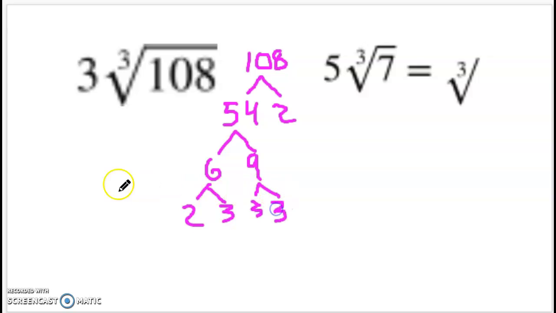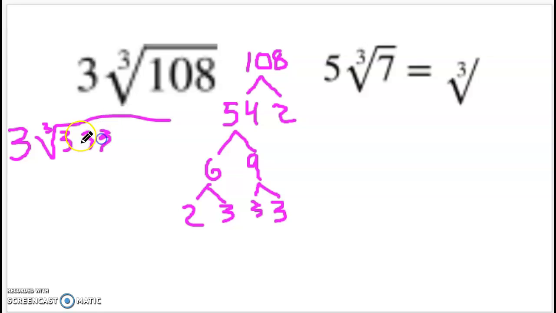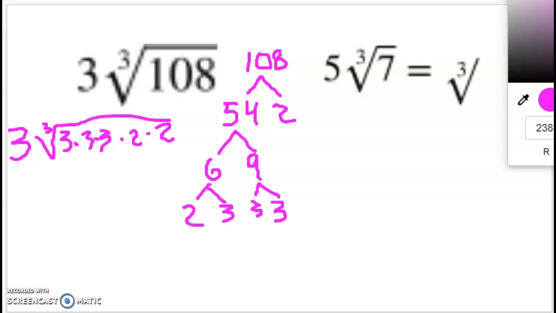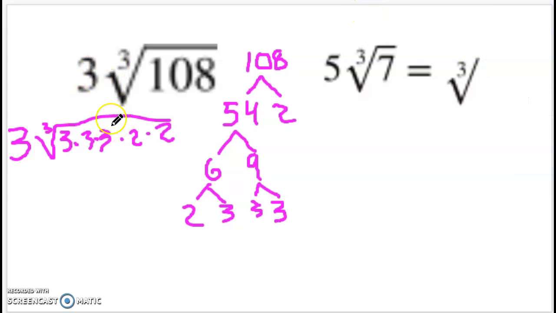Now I'm left with all prime numbers, right? So I'm going to rewrite my radical. I have a 3 here, I'm rewriting that, and then I have the cube root. And I'm left with 1, 2, 3 3's, and there's a multiplication between each. And I'm left with two 2's. Remember, I'm looking for groups of 3 because this is a cube root.